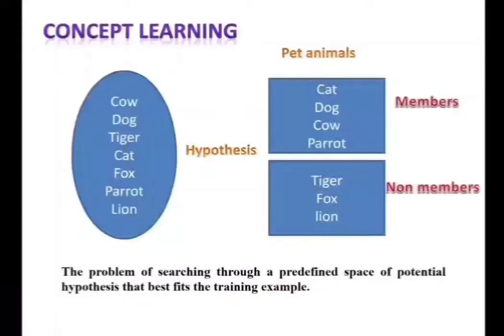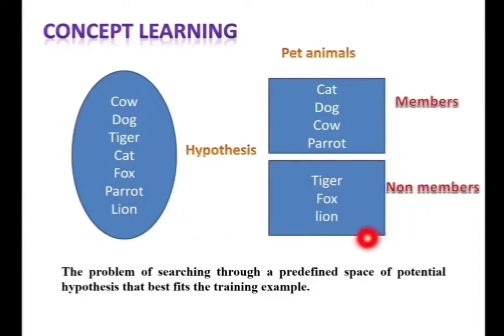Hello everyone. Today in this video we will learn the Find-S algorithm. Find-S algorithm is one of the concept learning algorithms. Concept learning is the task of identifying the objects belonging to a particular concept. For example, we have taken the concept pet animals and the input consists of both positive and negative examples.